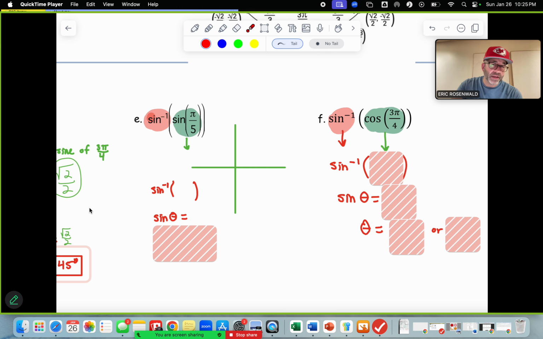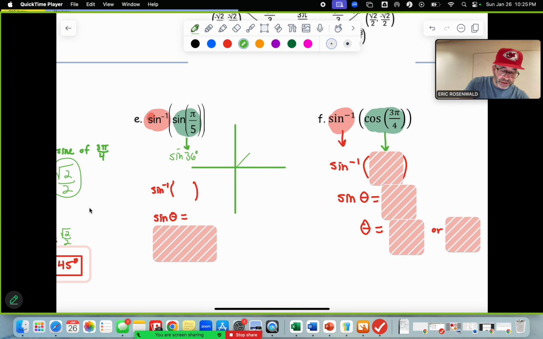The pi/5, if you think about it in terms of degrees, pi/5 is like 180 divided by 5. So we're looking at the sine of like 36 degrees. Okay? This is what that says. The sine of 36 degrees is how you can look at this, if that'll help you. Well, 36 degrees exists up here, somewhere in this region.